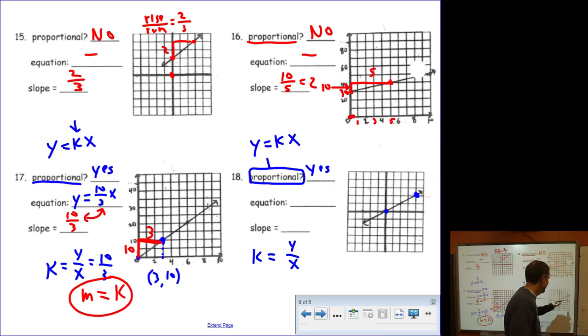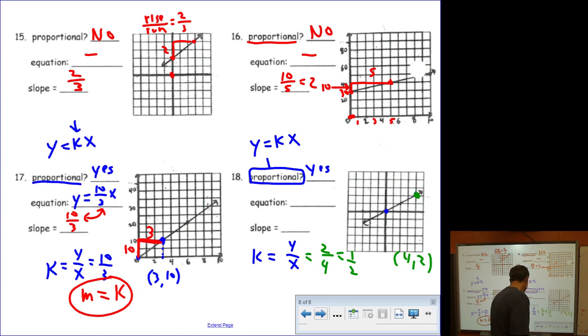So, in this case, this ordered pair is, let's see, 1, 2, 3, 4, 1, 2. I'm struggling. It's 4, 2, right? So the k value would be y over x, 2 over 4, or 1/2. And the equation for the line would be, we take this and we put 1/2 in for it. It'd be y equals 1/2 x.